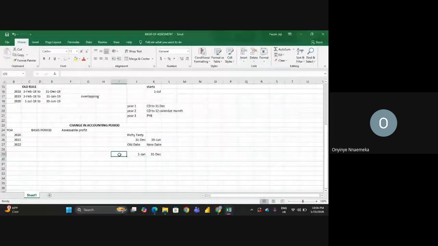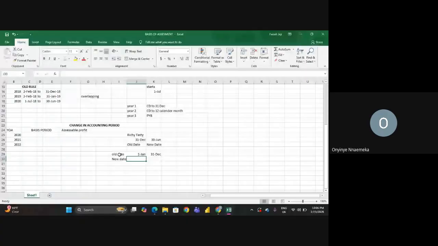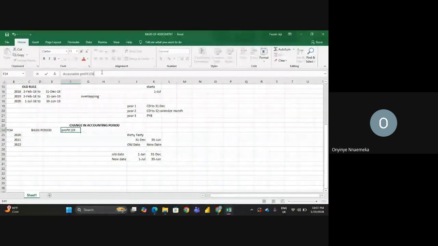This is the old date. Now, for the new date, if it will end June 30, let's first go to the end. June 30. When will it start? July 1st, automatically. But this one says you should use the old date. Let me write old date here so you can easily see.